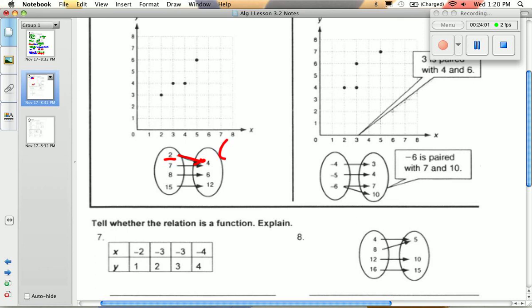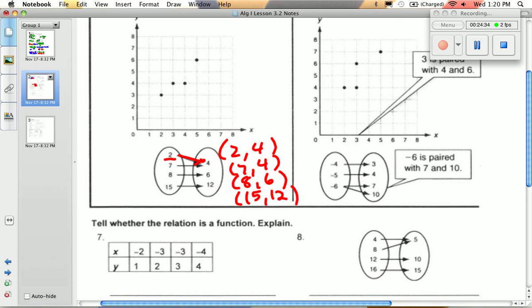So this is ordered pair (2, 4). What's this ordered pair? (7, 4). Yeah, wake him up, Nicholas. Thank you. And what's another ordered pair? (8, 6). And what's another ordered pair? (15, 12). Are there any more? No. Do we have any repeat x values? No. Each x value has only one y value.